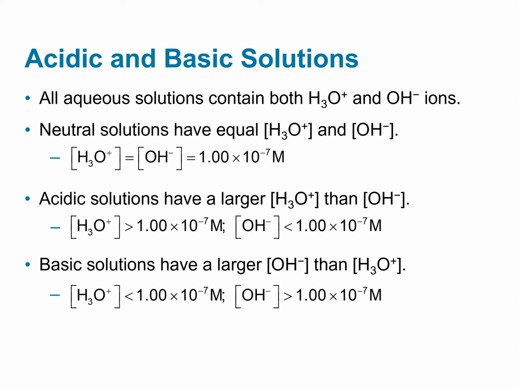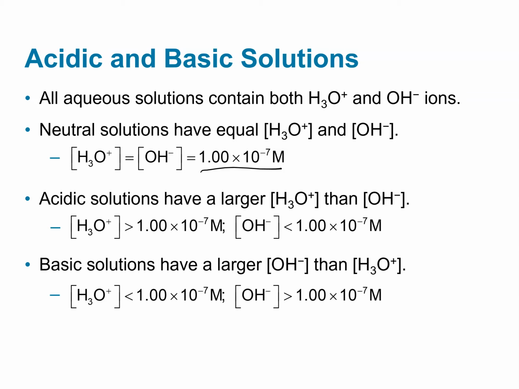All that said, acidic and basic solutions. Because of this autoionization, all aqueous solutions inherently contain both hydronium and hydroxide ions. So neutral solutions include equal amounts of hydroxide and hydronium, or free protons and hydroxide. And at that level, we see both of them equal 1.00 times 10 to the minus 7 moles per liter for their concentrations.